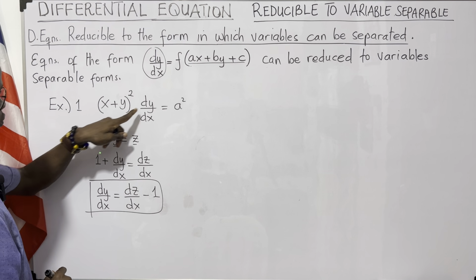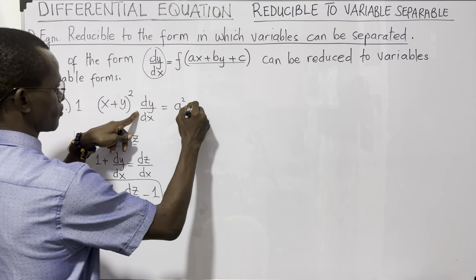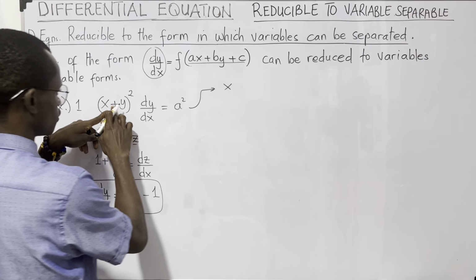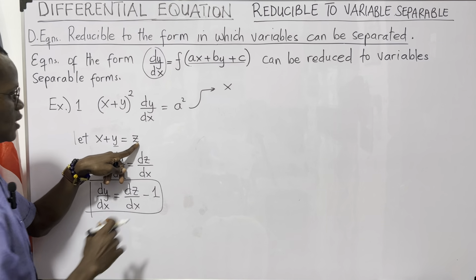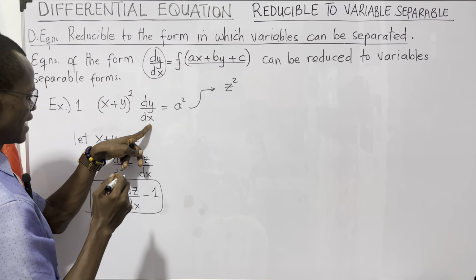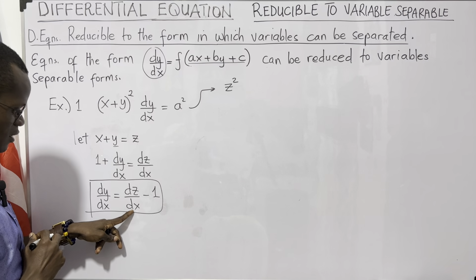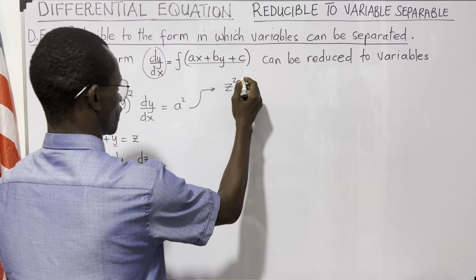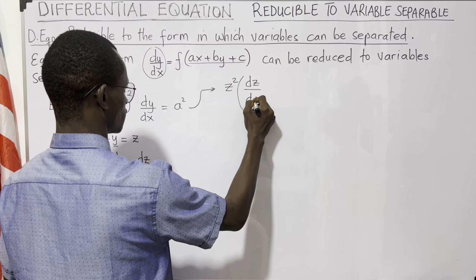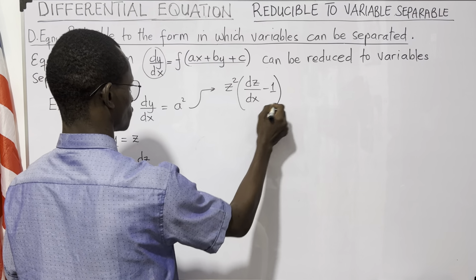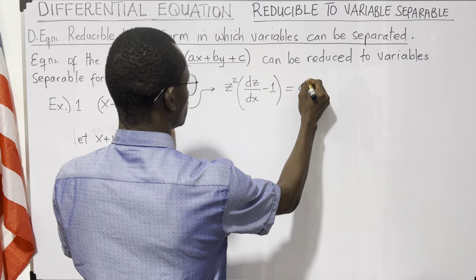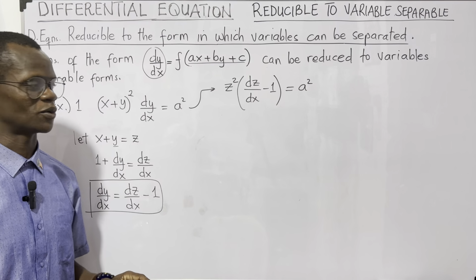Now right here we're going to replace this. We have x plus y is just equal to z, so this is z squared. dy by dx is what? dz by dx minus 1. So this is times dz by dx minus 1, equals a squared. It's very, very simple, right?